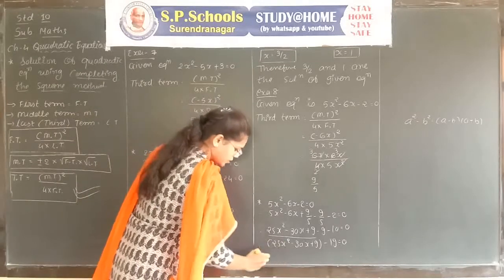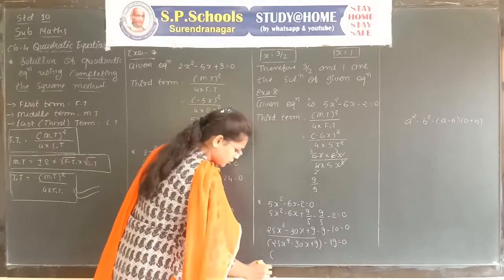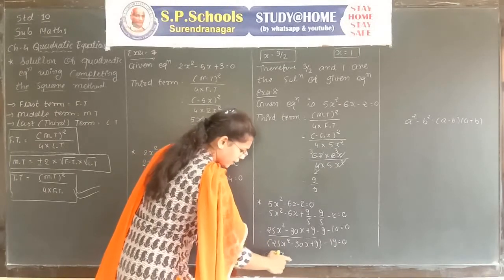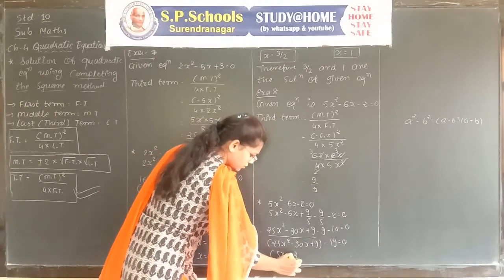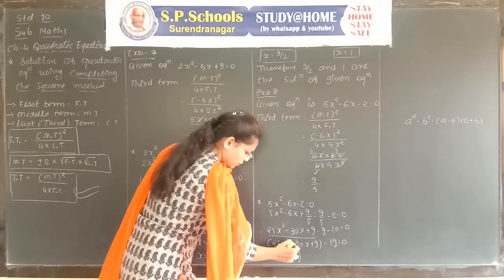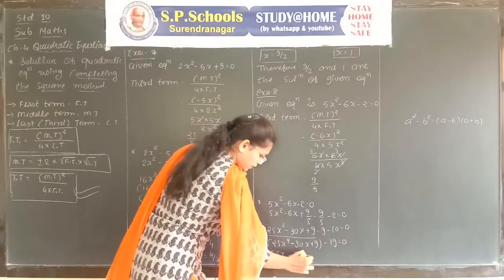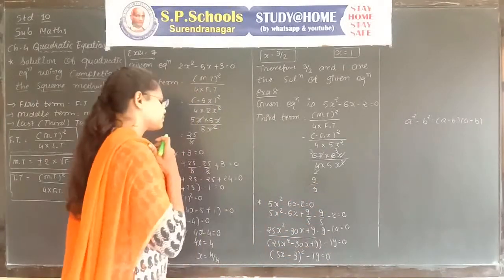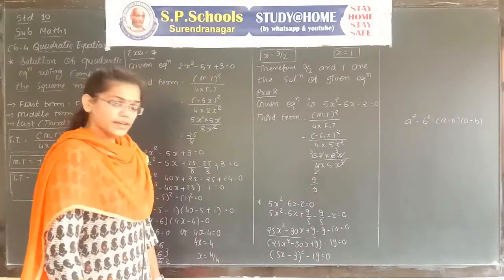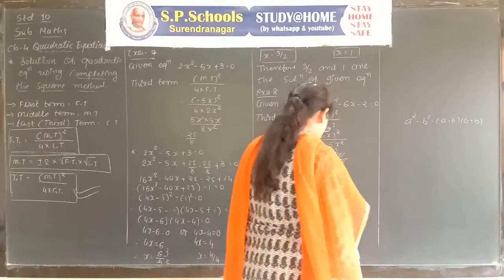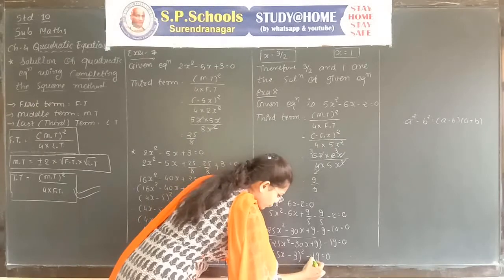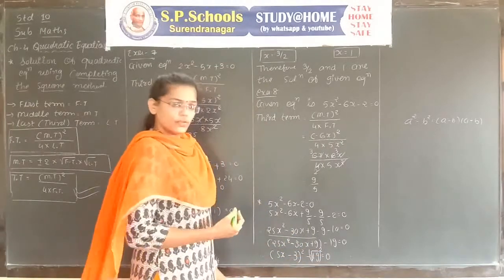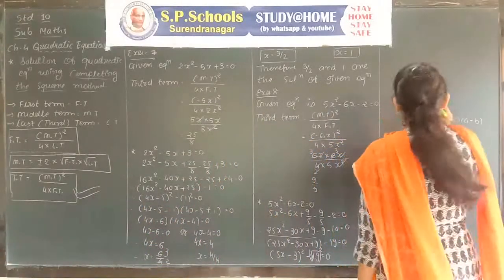Now 25x square minus 30x plus 9 is the square of one binomial. Square root of 25x square is 5x. Square root of 9 is 3. Sign of the middle term which is minus, whole square. Minus 19 is equal to 0. 19 is not a perfect square number, so here we are taking the square root of 19 forcefully. Square root of 19 and the whole square gives 19.